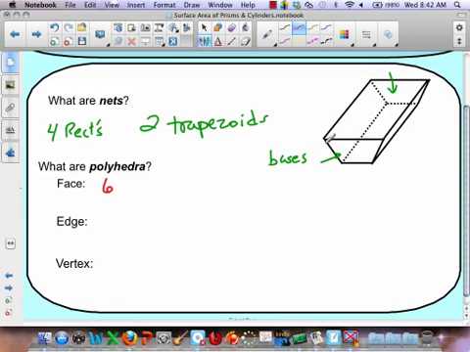Yes, 12. So there's 12 edges. There's 1, 2, 3, 4, 5, 6, 7, 8, 9, 10, 11, 12. 12 edges. Twice as many. How many vertices are there? Chris? 8.